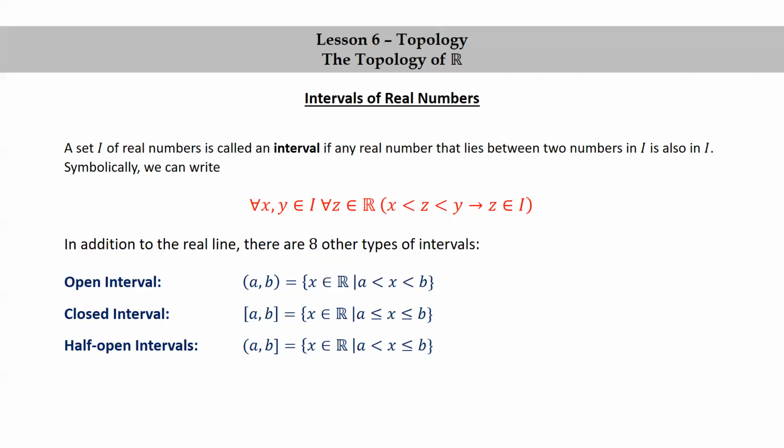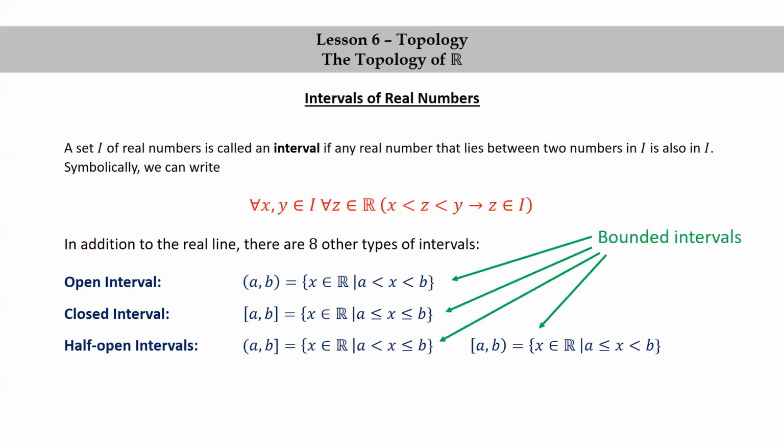So we have the half-open interval from A to B, which is the set of real numbers x such that x is between A and B, not including A and including B. The other half-open interval is closed on the left and open on the right. This is the set of real numbers x such that x is between A and B, including A this time, but not including B. These four types of intervals are called bounded intervals.